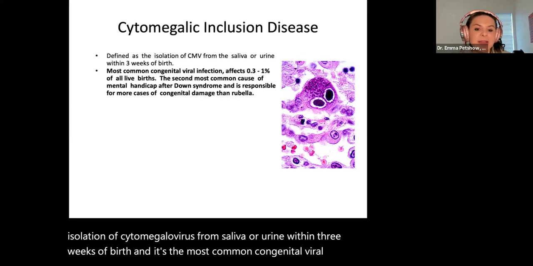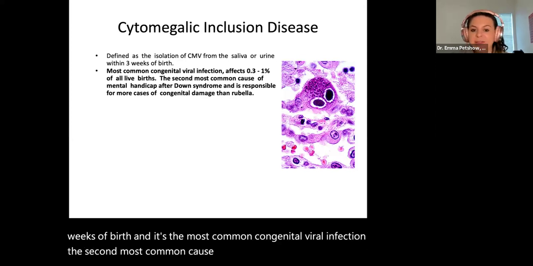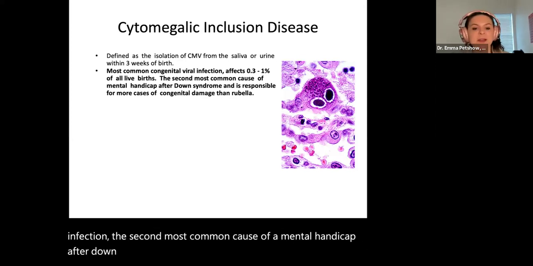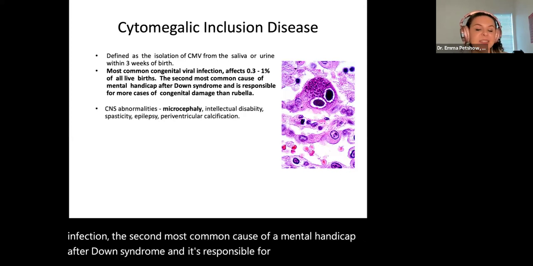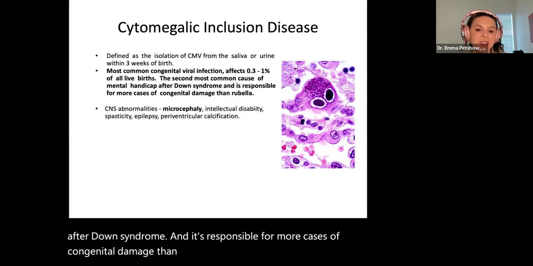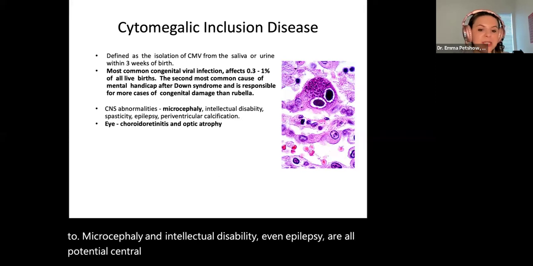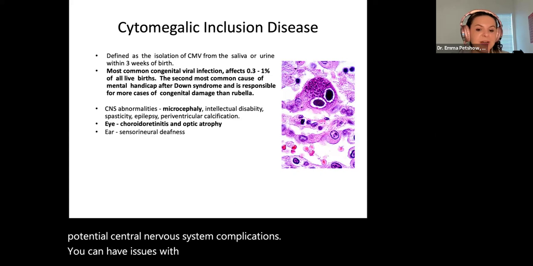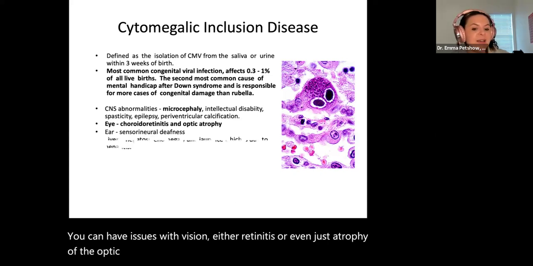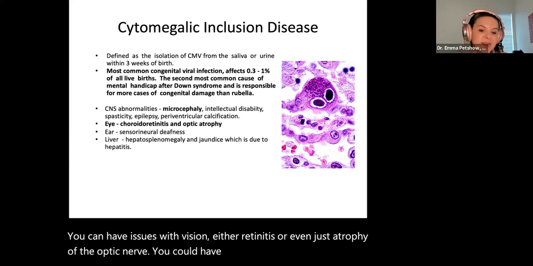The second most common cause of a mental handicap after Down syndrome, and it's responsible for more cases of congenital damage than rubella. So it's something to pay attention to. Microcephaly and intellectual disability, even epilepsy, are all potential central nervous system complications. You can have issues with vision, either retinitis or even just atrophy of the optic nerve. You could have deafness due to sensorineural deafness.